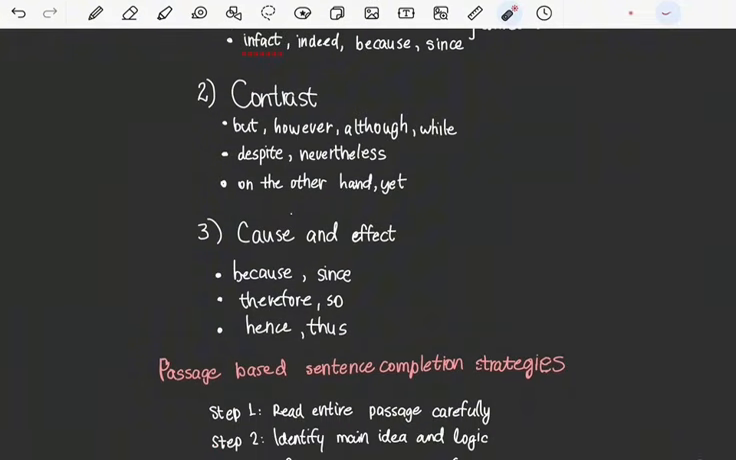So an example of this could be, although the method was expensive, it proved blank. Now, although, or words like this, actually tell you that there's a contrast in the relation between the blank and the sentence. So when I'm saying that although the method was expensive, it proved blank, it means that despite the cost, it was something positive, something effective or valuable.